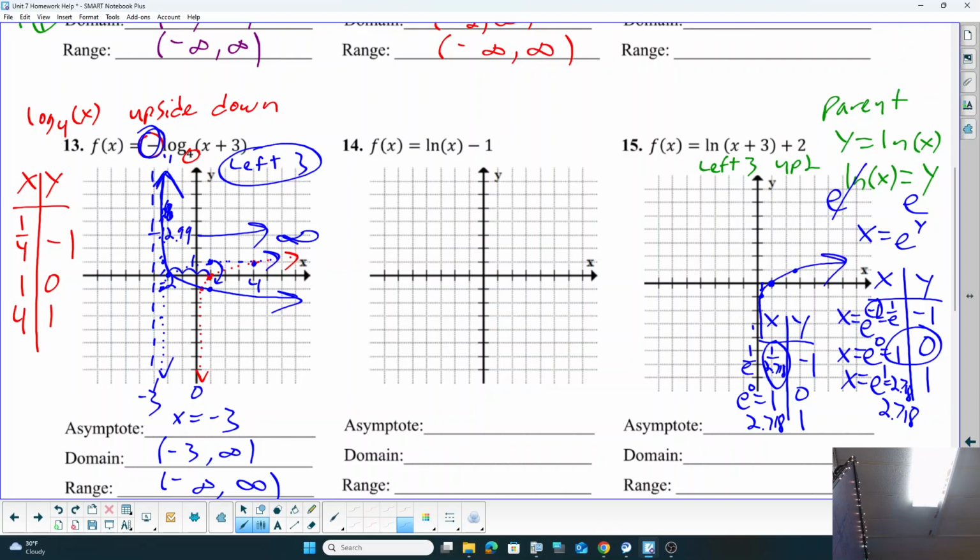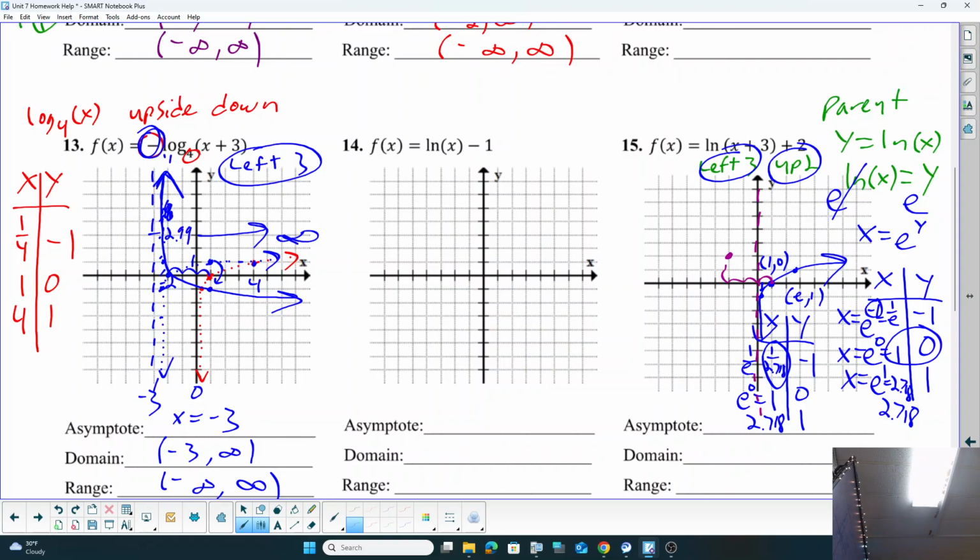It looks like most logarithms, except for maybe this key feature here, which is over e, up 1. This one is your starting point that you're used to, over 1, up 0. Now we're going to shift it up 2 and left 3. So let's shift this 1, 0 left 3: 1, 2, 3, and then up 2.